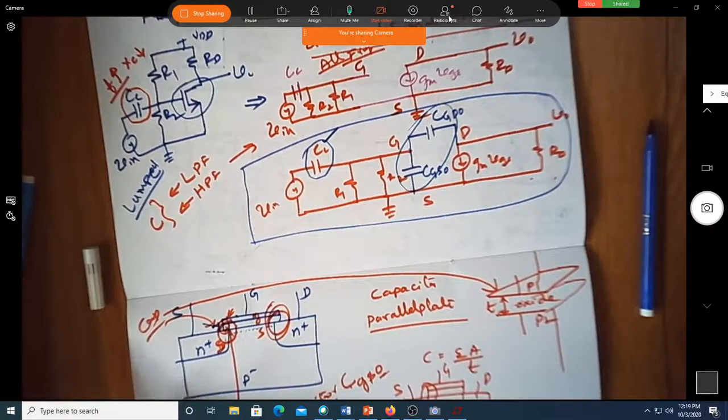Anybody who has watched the video can just unmute yourself. Who knows Miller's theorem? In that video there is Miller's theorem. Nobody? Then I'll stop the class.